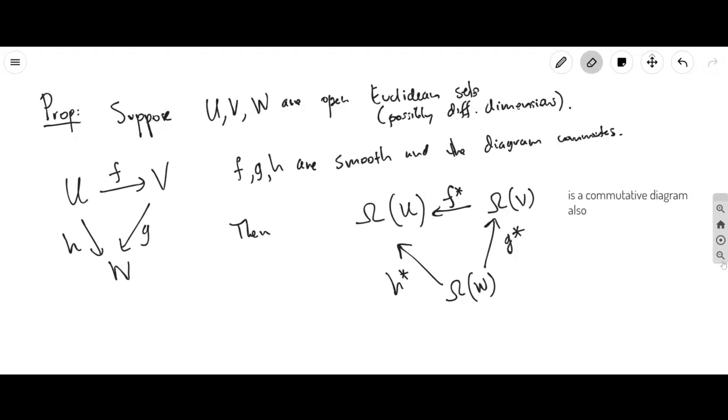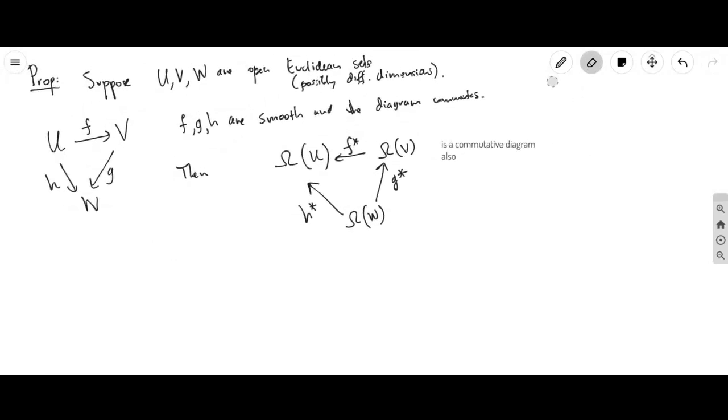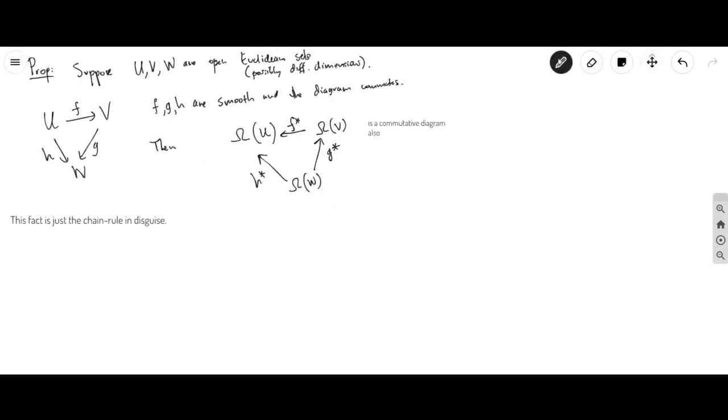So how do we prove this? Well, this is basically the chain rule in disguise. So this fact is just the chain rule in disguise. It's hard to see it, but once you see it, then it makes sense. And I think it's just best to illustrate this in a very simple example. So for simplicity, let's say that U, V, and W were all one-dimensional Euclidean spaces. And even more simply, let's say they're all equal to R1.